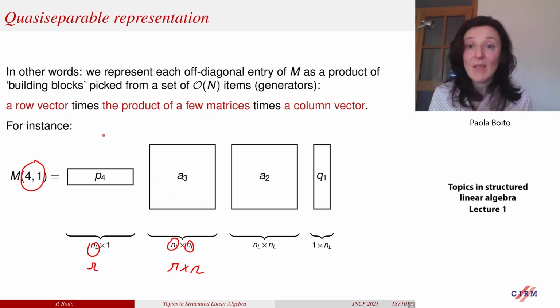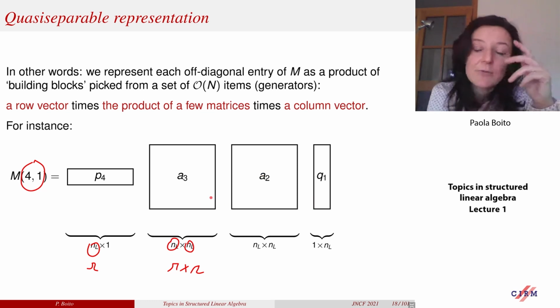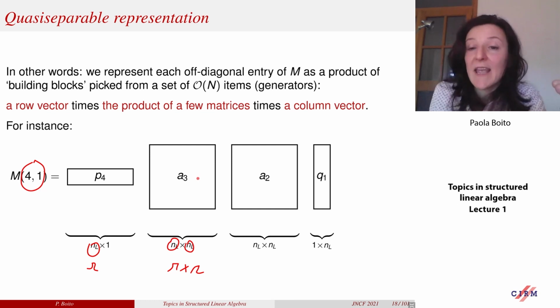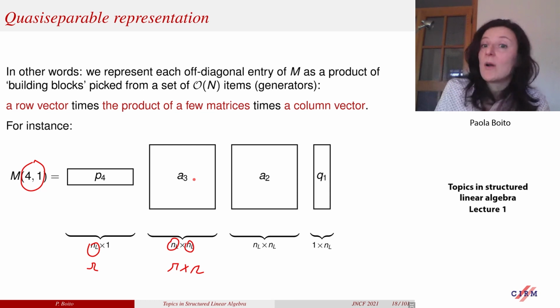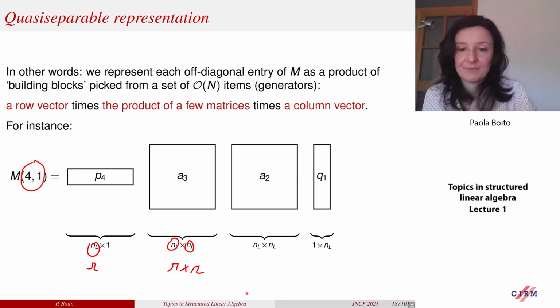Okay. So we have this collection of row vectors, P1, P2, P3, up to Pn, a collection of column vectors, Q1, Q2, Q3, and so on, and a collection of matrices, A1, A2, A3, and so on. And picking from the set of generators, we can represent all the entries in the upper triangular part or in the lower triangular part. So n square objects, all of n square objects.